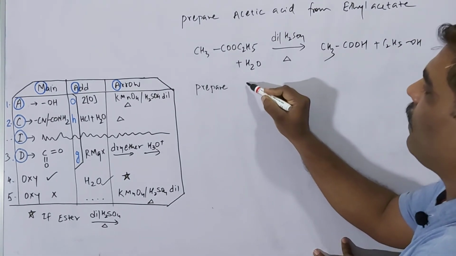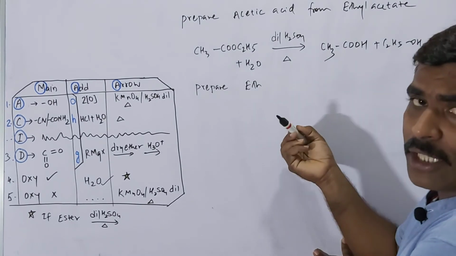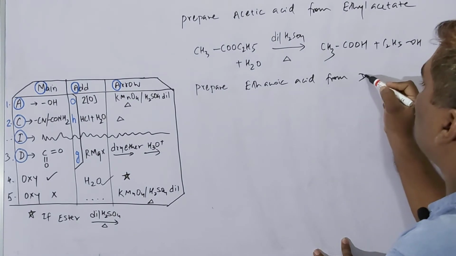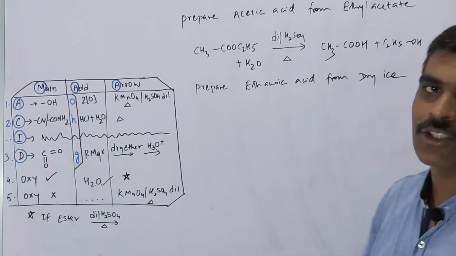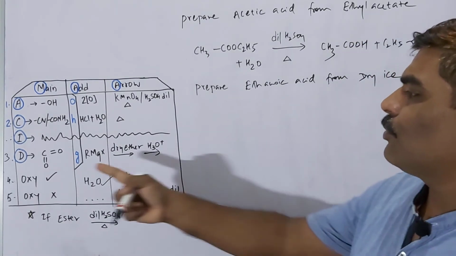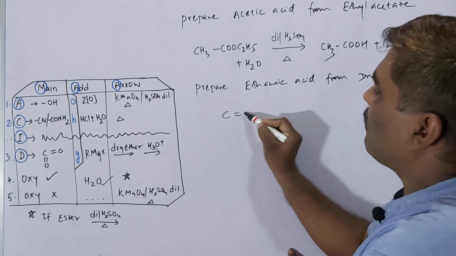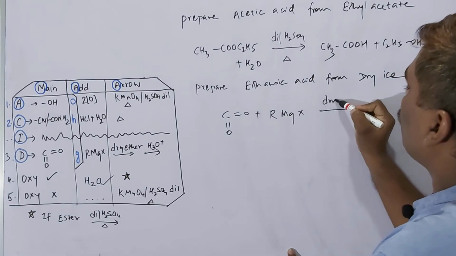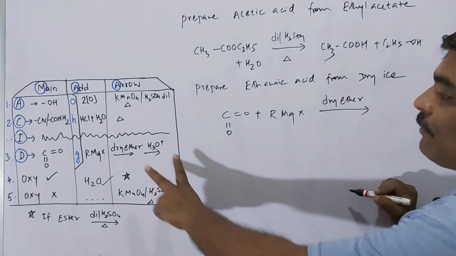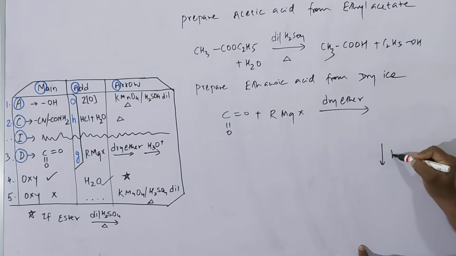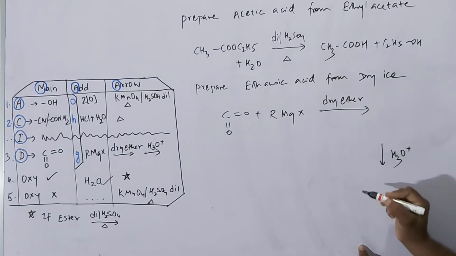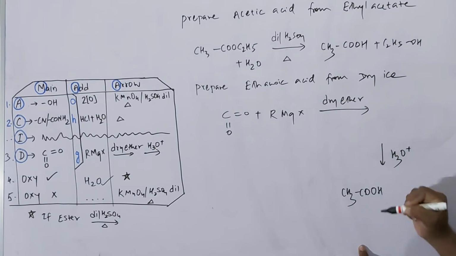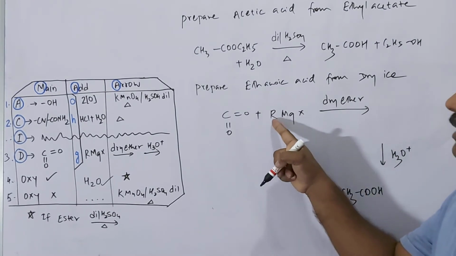Suppose we want to prepare ethanoic acid from dry ice. How to write this reaction? Dry ice, you directly know, is CO2, the formula of dry ice. What we are going to add is RMgX in dry ether. But we have two arrows, so one more I'll write down here, that is acid hydrolysis. But finally what do we want to prepare? We want to prepare CH3COOH.